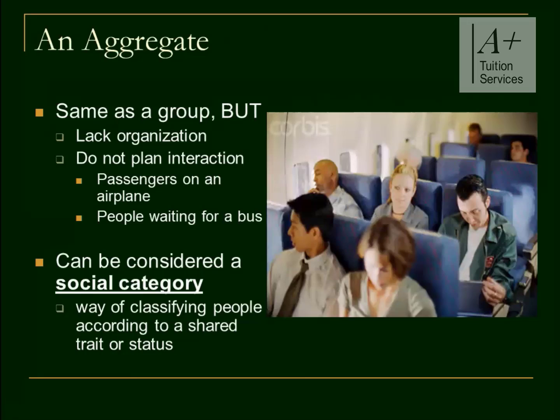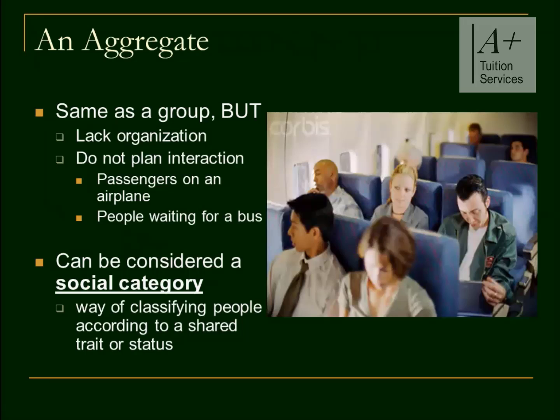What is an aggregate? This is the same as a group, but it lacks organization. It does not plan interaction. For example, passengers on an airplane. A group of people buy a plane ticket and are taking a plane ride. This is a group of people and it is called an aggregate because they are not destined to interact with each other, but at the same time, they share a common goal of going to the same destination.